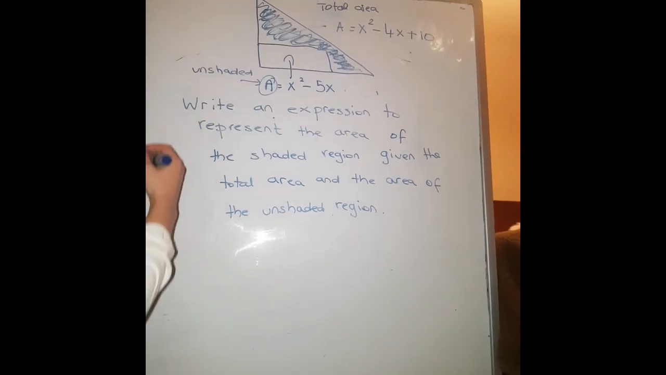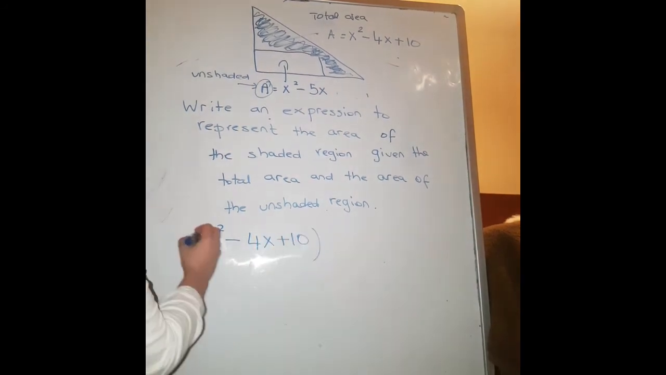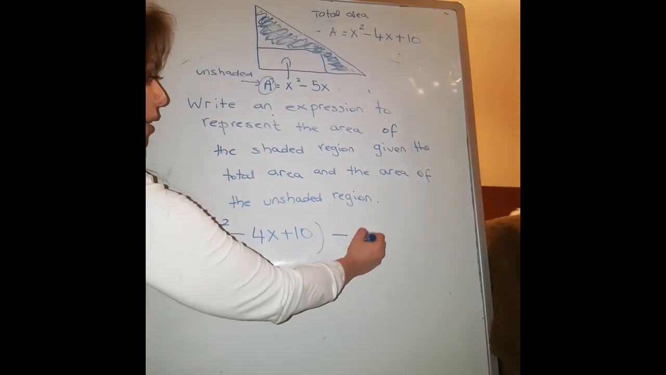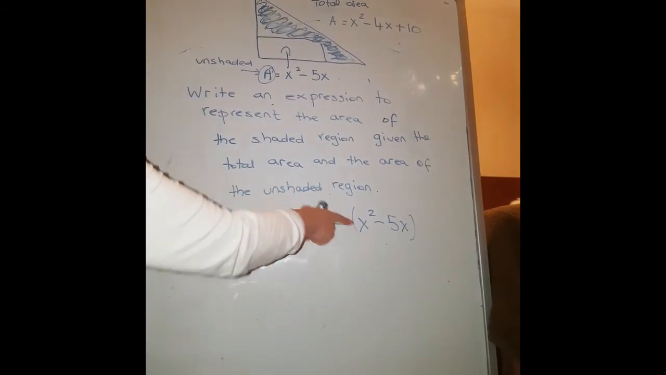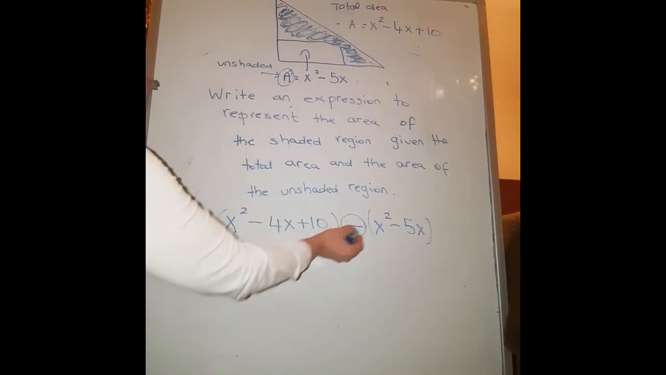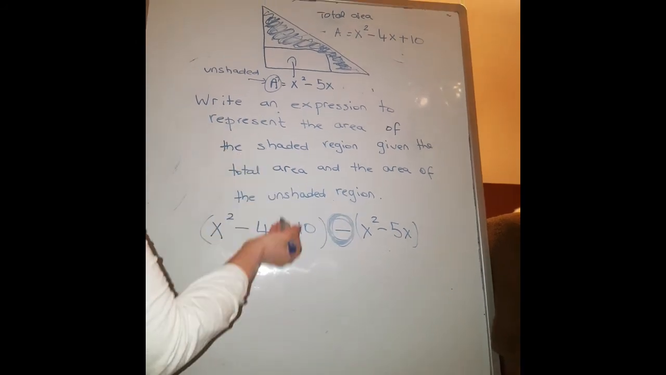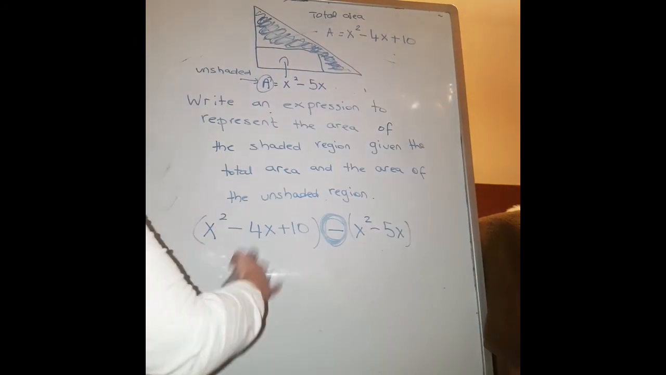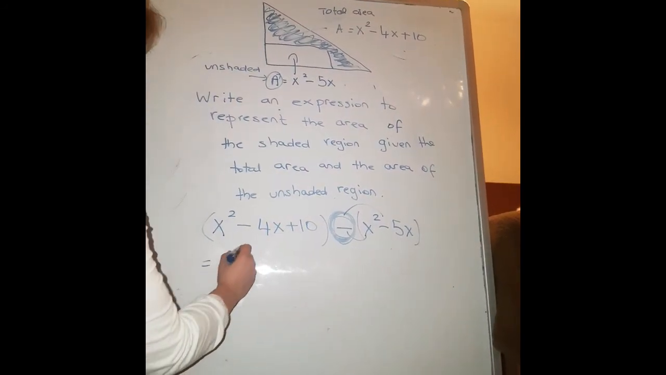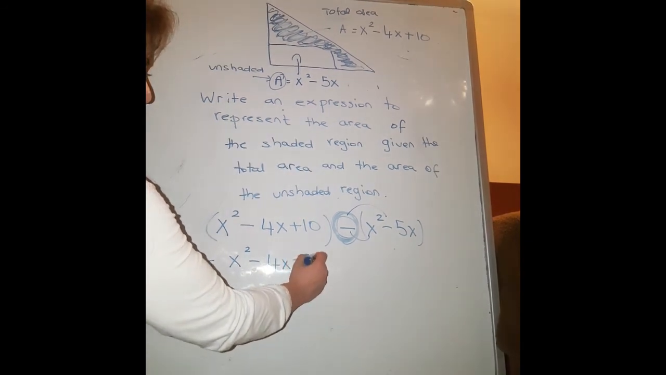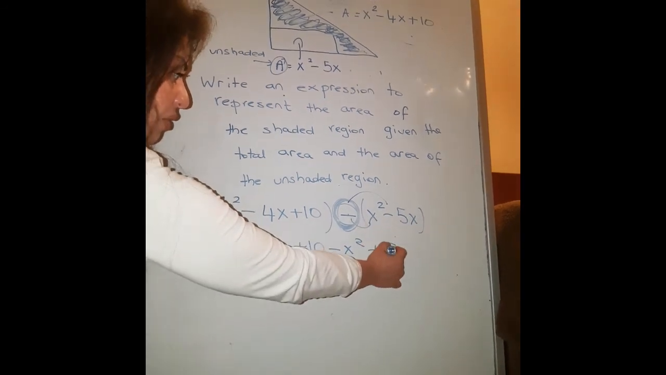So I write down the total, x to the second minus 4x plus 10 in parentheses. I subtract the x to the second minus 5x. Why can't I write it without a parenthesis? Because then I'm not going to be able to distribute my negative sign. Always remember, adding and subtracting is about distributing the negative or the positive sign into your second parenthesis. So here I have to distribute. I rewrite the first expression, x to the second minus 4x plus 10, a negative x to the second, a negative and a negative give me a positive 5x.